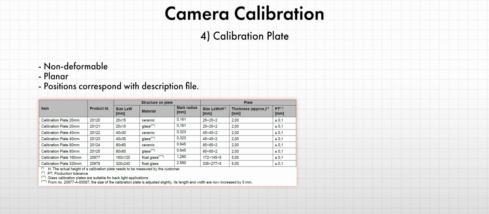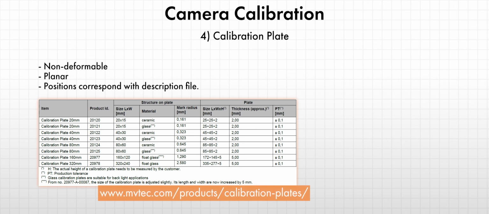Next, the calibration plate. For a precise calibration, the plate needs to be non-deformable, completely planar, and the positions of the calibration marks have to correspond to the values in the description file. You can obtain high-quality calibration plates from our local distributors. For more and up-to-date information about available sizes and accuracy, have a look on our website.